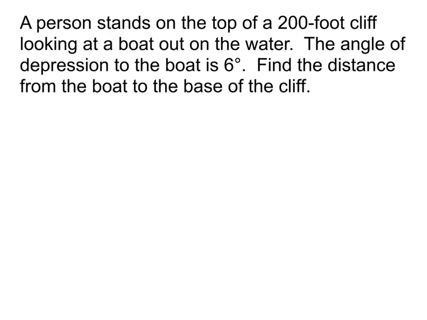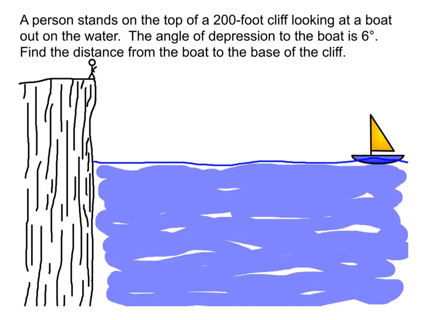Now, if you're particularly artistic, that means you might draw something that looks like this, except yours probably looks a lot better than mine does. But you could actually draw it out where you can see the person standing on the top of the cliff and the boat out there on the water. But then what about those distances? What about those numbers? Let's put those in. And so we know that the cliff is 200 feet tall. So I'm going to go ahead and write that next to that. So that's 200 feet tall there.